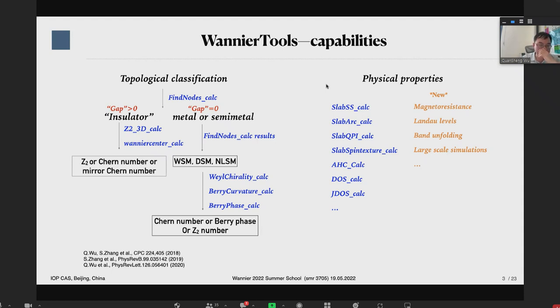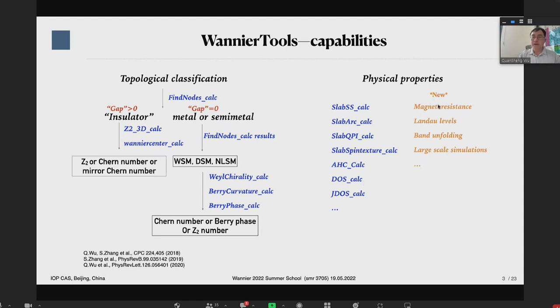After the classification, you can also use WannierTools to calculate some physical properties, I mean topological related physical properties. The famous one is the surface state. You can calculate surface states in the k-energy, momentum-energy mode, and also the k-k mode at an iso-energy. These can be compared with ARPES measurements. You can also calculate quasi-particle interference that can be compared to STM measurements, and also the spin texture, anomalous Hall conductivity, density of states, or joint density of states.